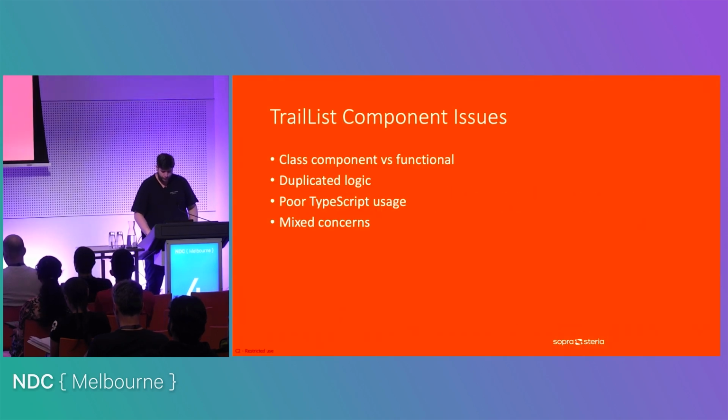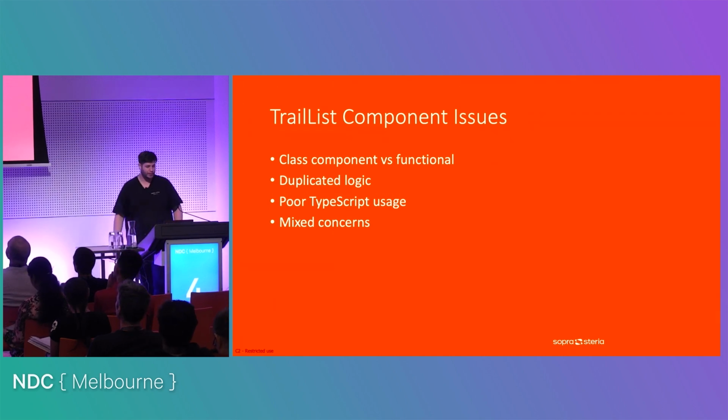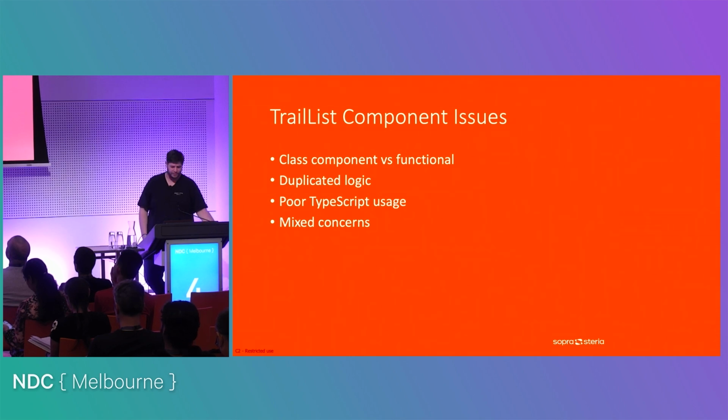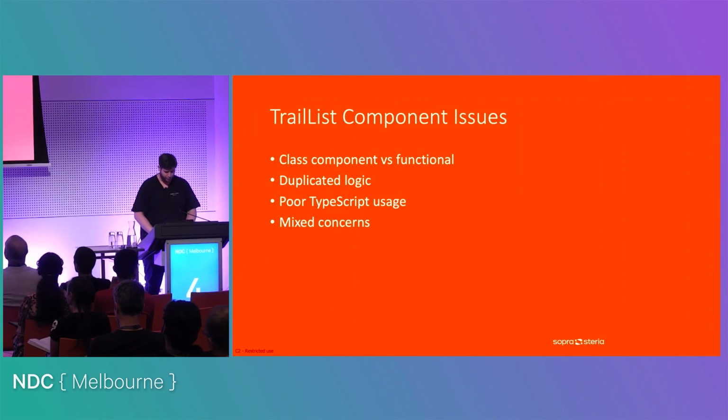Going back, we are going to refactor one of the components, the trail list component. This component has some issues, some poor TypeScript usage, and it's a class component versus a functional component, which is different from the rest of the code base. And I'm going to use this component as an example to refactor using AI prompting.